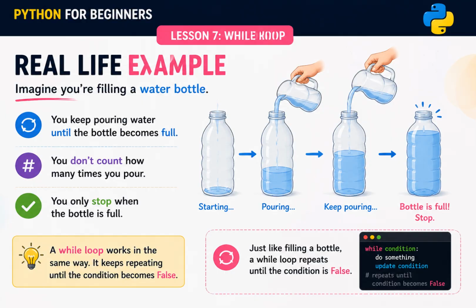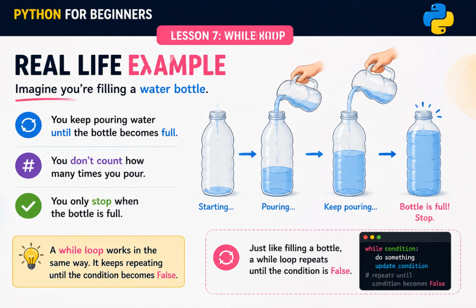So let me explain one real life example. Let's understand this with a simple example. Imagine you are filling a water bottle. You keep pouring water until the bottle becomes full. You don't count how many times you pour. You only stop when the bottle is full. So a while loop works in the same way. It keeps repeating until the condition becomes false.